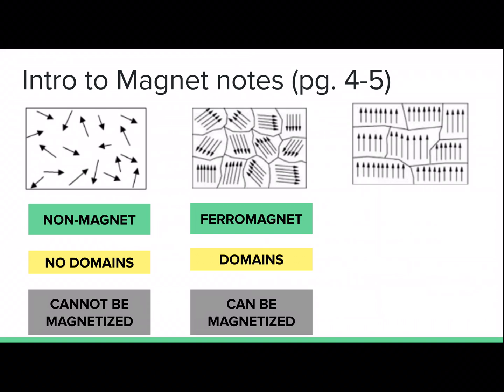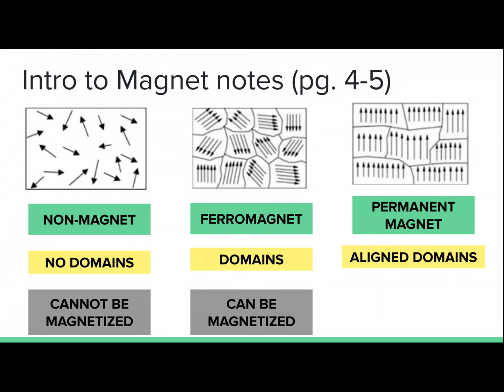So that's why when you bring a magnet close to a piece of, like a nail, it's going to pick up that nail. And then this last drawing is a magnet. It's a permanent magnet because these are all aligned domains, and this is always magnetized. So it has a particular way of being magnetized. It has a north pole, it has a south pole, and that doesn't change just by being under the influence or being brought close to another magnet.